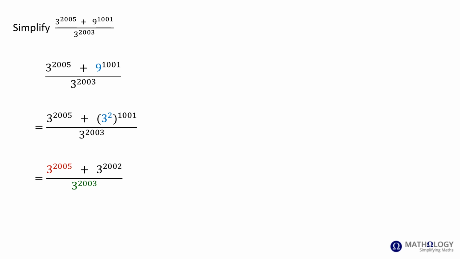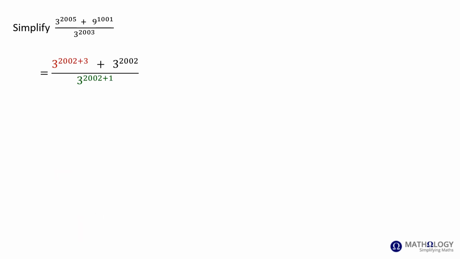So, 3 to the 2005 is written as 3 to the 2002 plus 3, and 3 to the 2003 is written as 3 to the 2002 plus 1. We now break up the powers by performing the reverse of the first law of exponents. In other words, 3 to the 2002 plus 3 equals 3 to the 2002 times 3 to the 3, and 3 to the 2002 plus 1 equals 3 to the 2002 times 3 to the 1.